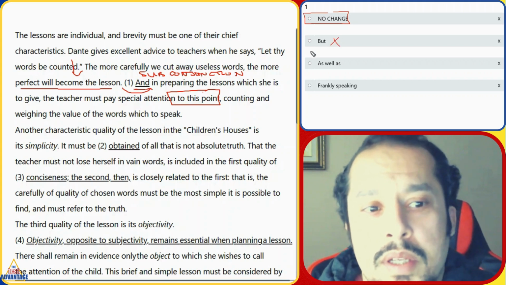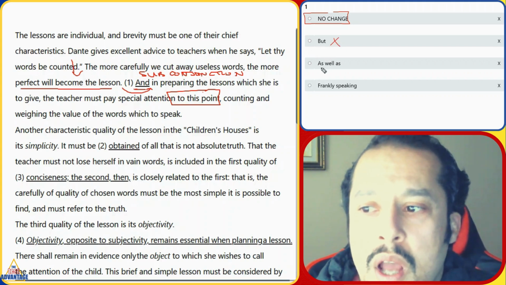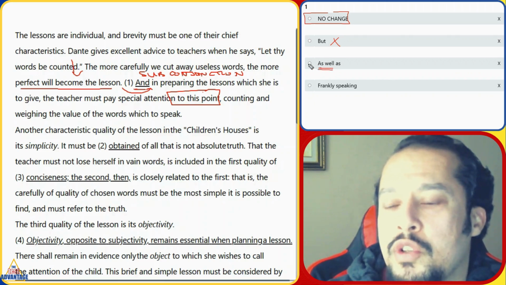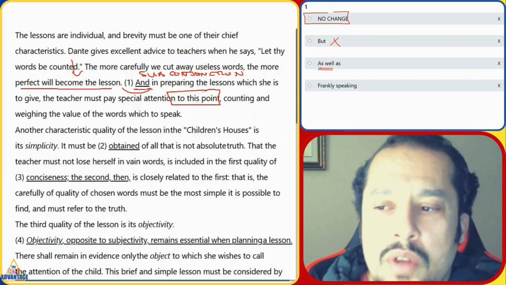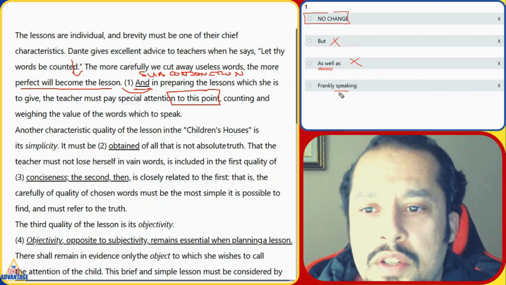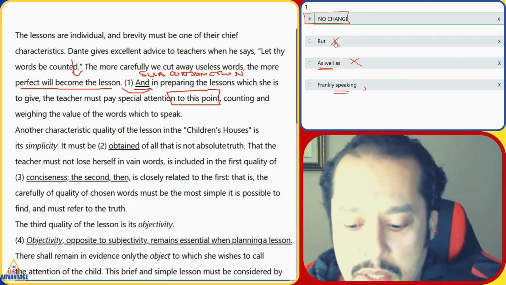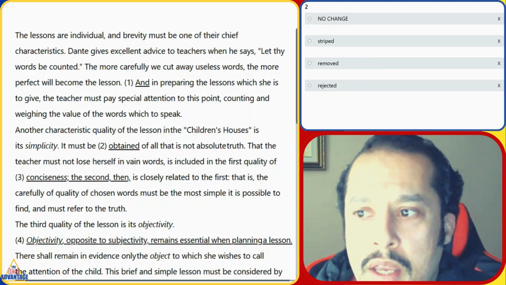But indicates an opposite. We don't have an opposite situation here. As well as, well, again, as well as to إيه we're showing continuation of idea. So I don't like answer C. Frankly speaking, I mean, we need a comma actually, frankly speaking. So here we're going to say answer A.